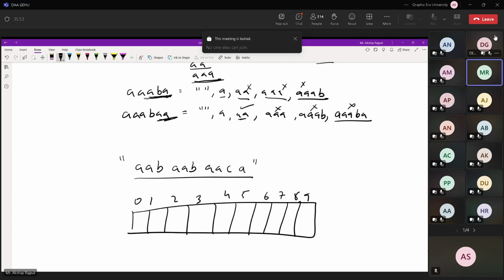So fill it. The first will always be 0. So fill this and raise your hand.